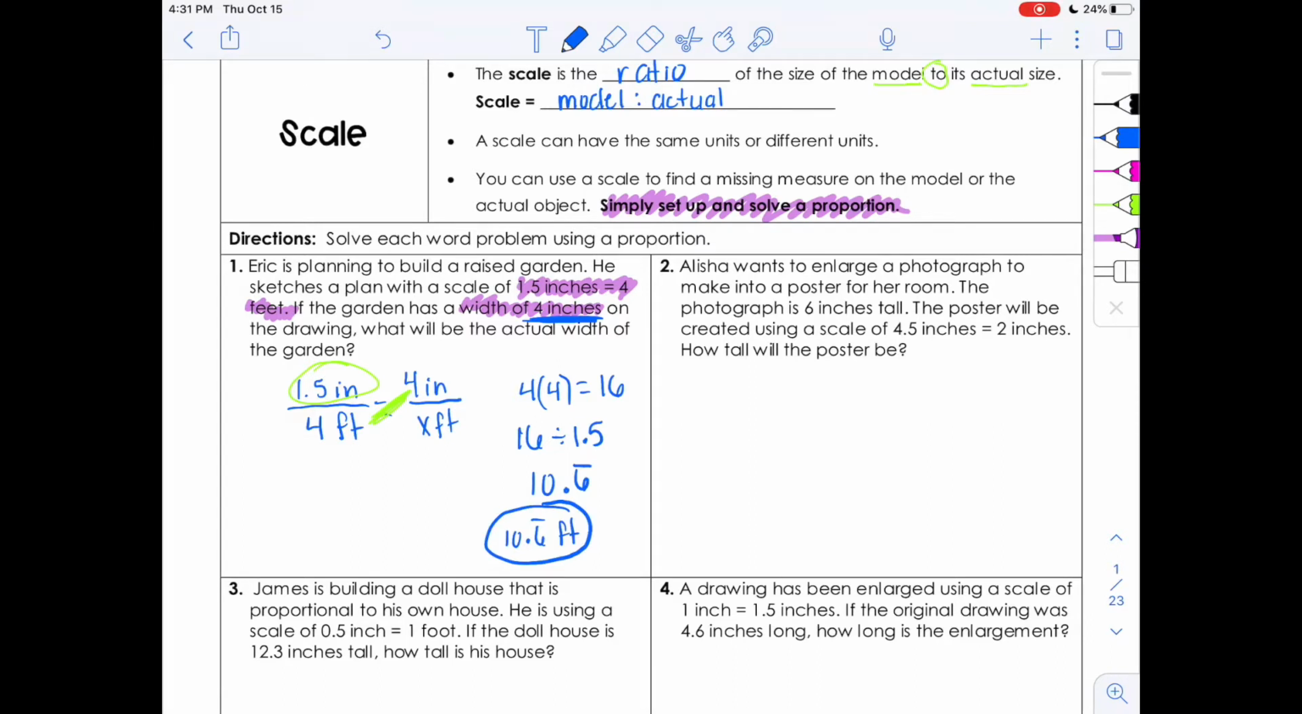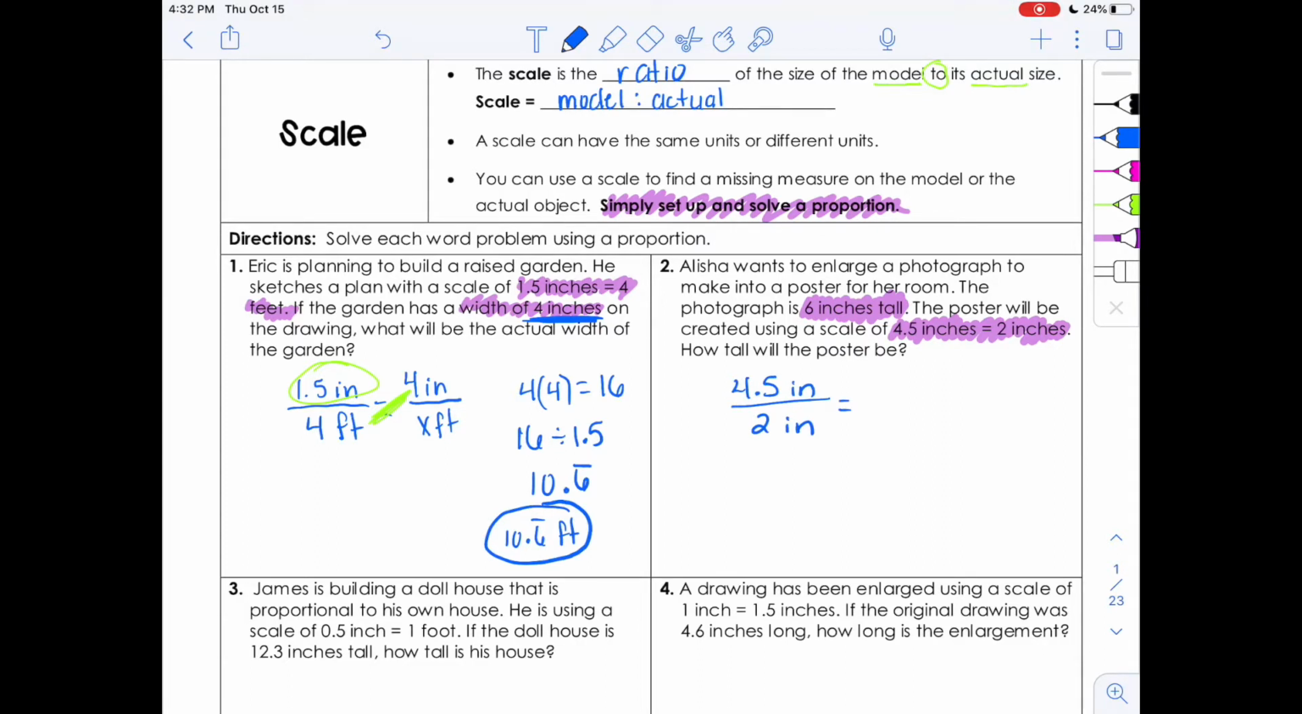Alicia wants to enlarge a photograph to make it into a poster for her room. The photograph is 6 inches tall. The poster will be created using a scale of 4.5 inches to 2 inches. How tall will the poster be? So again, we want to set up a proportion with the left side or the left ratio as our scale, 4.5 inches to 2 inches.